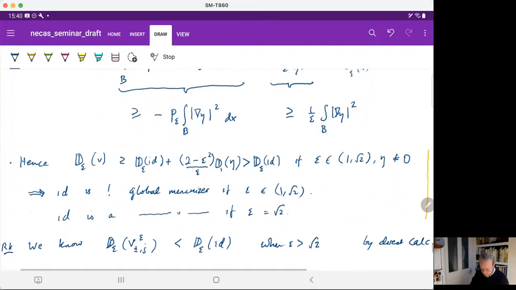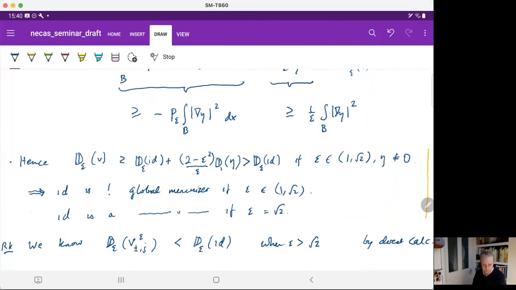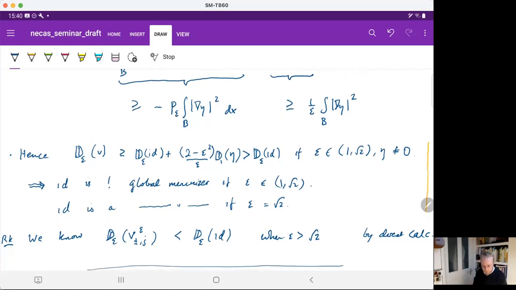So my only remark to add to the tail of this nice theorem is that we know that when epsilon's bigger than √2, you have an exchange of stability. Effectively, the twist maps then have lower energy than the identity. So as you cross √2, you swap over the possible minimizers, and this at least shows you that the twist maps have lower energy. So the identity is not a global minimizer for when epsilon's bigger than √2.